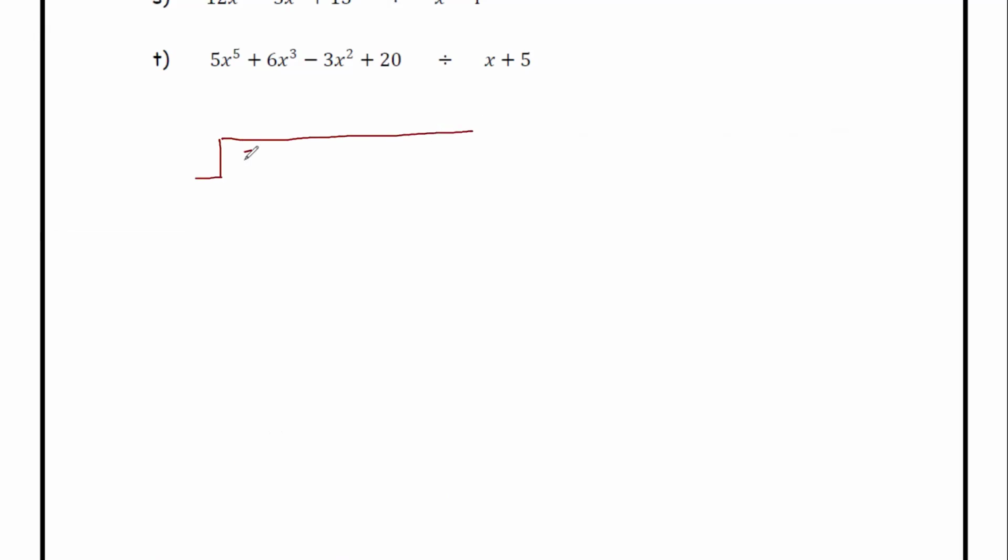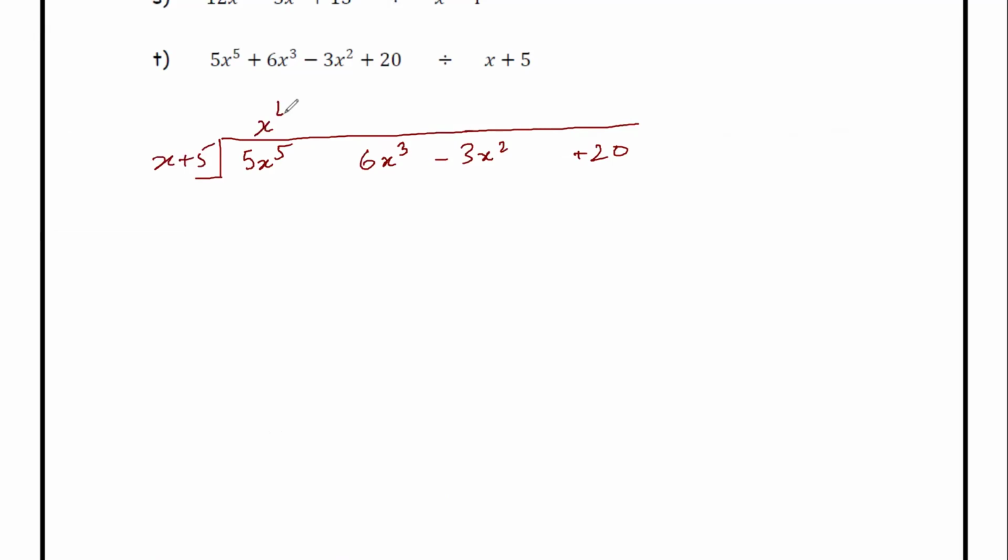So I've got 5x to the power 5. Leave some gap because there's no x to the power 4. So 6x cubed minus 3x squared. Leave some gap for the x, and now write 20 plus 20. And this is x plus 5.